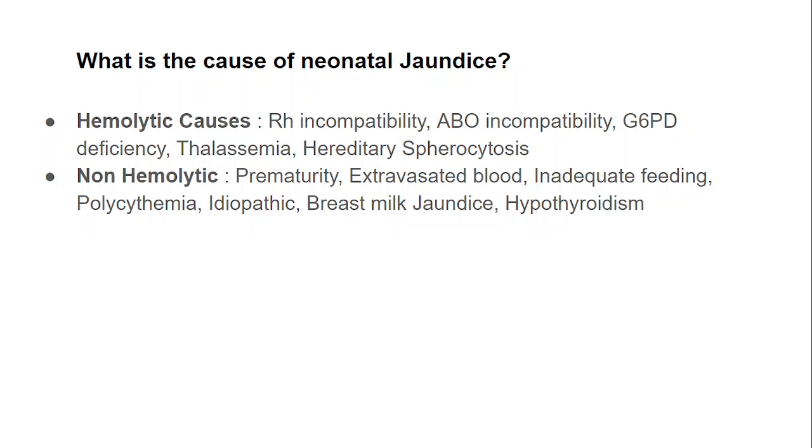What can be the causes of neonatal jaundice? They are broadly classified into two, basically hemolytic and non-hemolytic. The hemolytic causes can be due to Rh incompatibility, ABO incompatibility, G6PD deficiency, thalassemia, hereditary spherocytosis. The non-hemolytic causes can be prematurity, extravasated blood, inadequate feeding, polycythemia, idiopathic breast milk jaundice, and hypothyroidism.